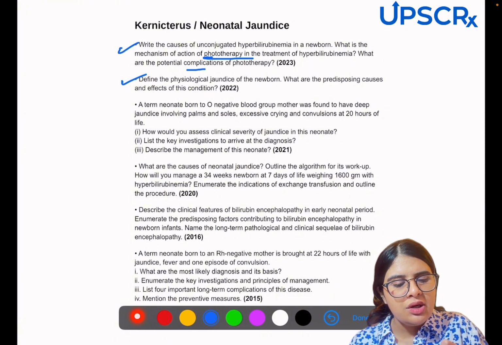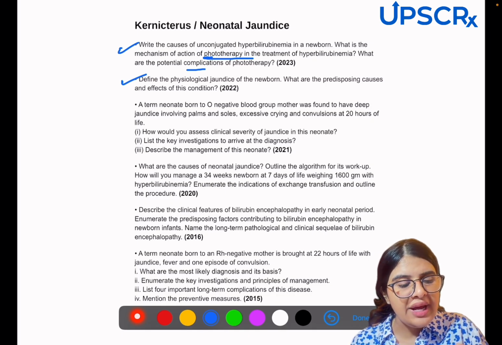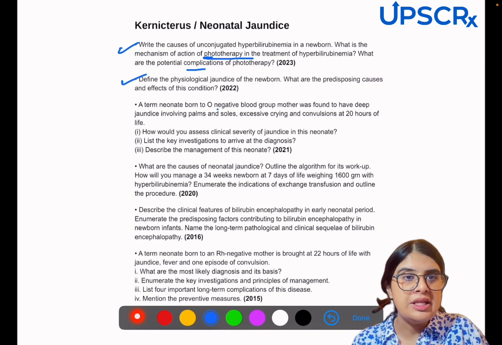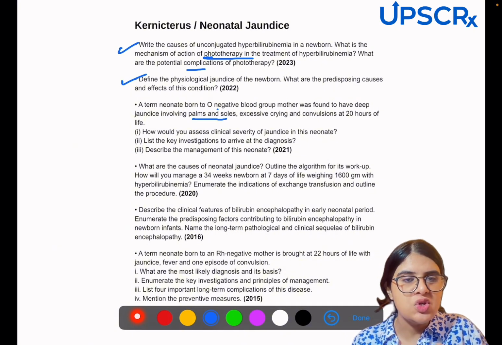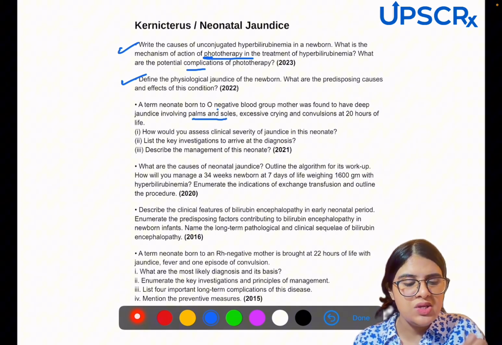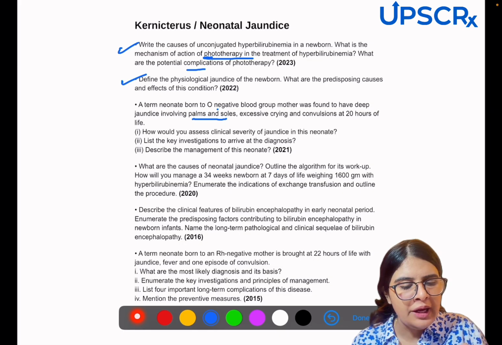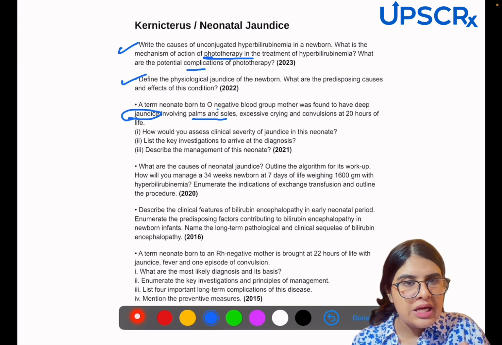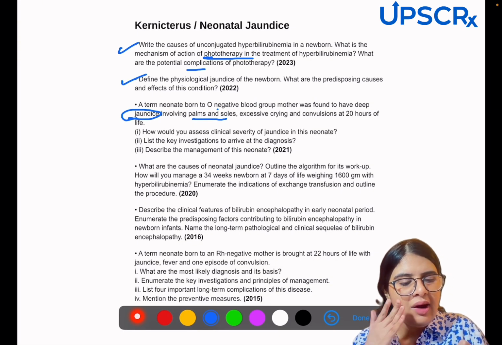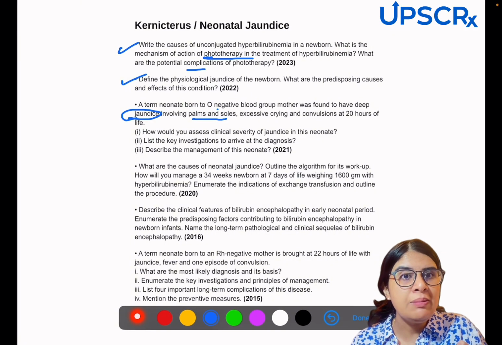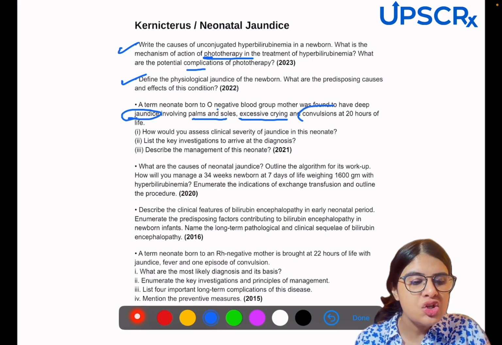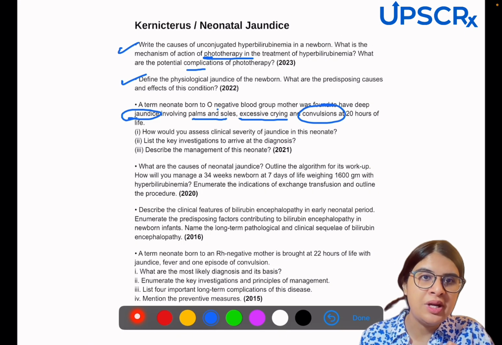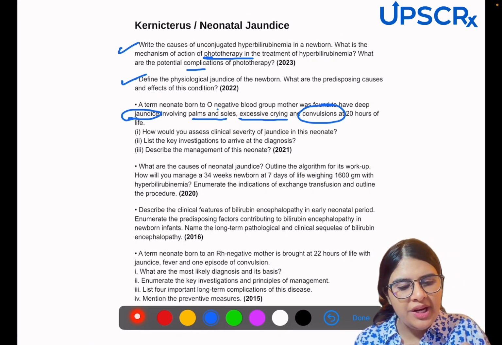Now read this question. A term neonate born to an O negative blood group mother, means the mother is Rh negative, is found to have deep jaundice involving palms and soles. So the baby is having deep jaundice. Okay, so this is a case of Rh incompatibility. Jaundice है, Rh negative mother है, Rh incompatibility है, and palms and soles में है, मतलब more than 15 milligram per deciliter है, मतलब severe वाला jaundice is there, right? And the baby is having excessive crying and convulsions also, मतलब baby is having bilirubin encephalopathy. Okay, at 20 hours of life.